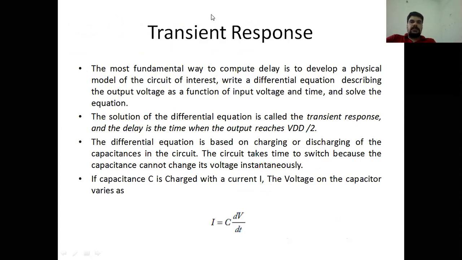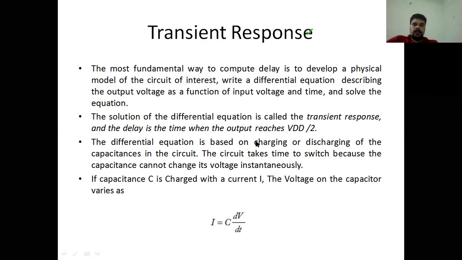Now, how do we calculate the transient response? In this lecture, we will discuss the transient response with a CMOS inverter. The most basic way to calculate the transient response is to first draw the circuit, then write differential equations which describe the relation between output and input voltages along with time, and solve that differential equation. The solution of the differential equation is the transient response, and delay is the time when the output reaches VDD by 2, obviously the 50% steady state value.